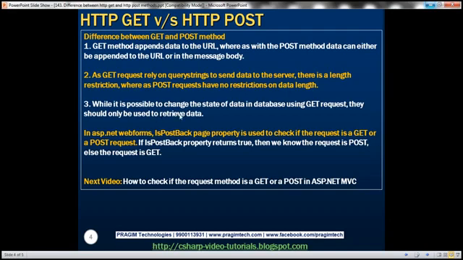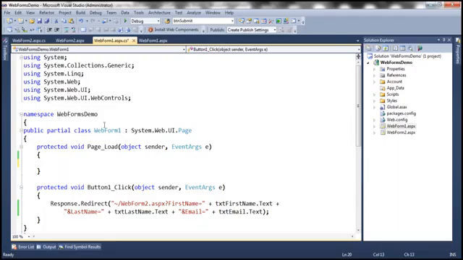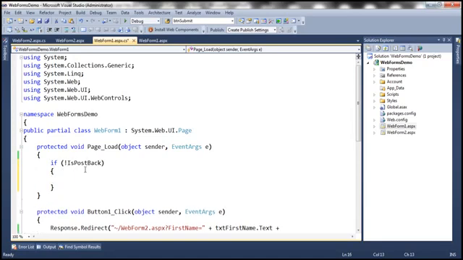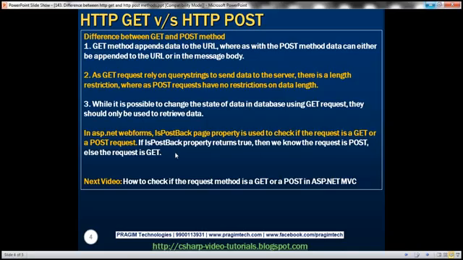An important point to keep in mind is that while it is possible to change the state of data in a database using a GET request, GET requests should only be used to retrieve data and not to change the state. For example, this page load event on a web form is executed both when a GET and a POST request is issued. And there's nothing stopping you from writing code here within the page load event, something like this, if not IsPostBack. What does this mean? This means if the request that is coming in is a GET request, you can write any code here. For example, I can write code here to go and delete data that is present in a database. But basically we shouldn't be doing that. A GET request should only be used to retrieve data and not to change the state in any way. Anytime you want to change something, always do that using a POST request.